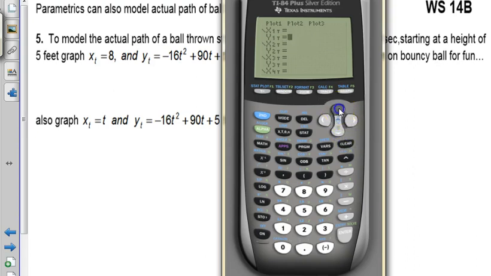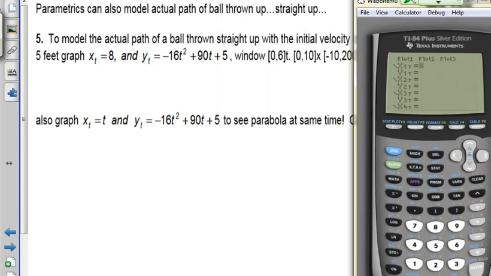Now, this is weird. Everybody knows where this came from: negative 16t squared plus 90t plus 5. Initial height of 5, initial velocity of 90, right? The equation we did at the beginning of the year. This x equals 8 is a random number I picked because I want it to be just a vertical line at 8. And I'll show you what happens here.